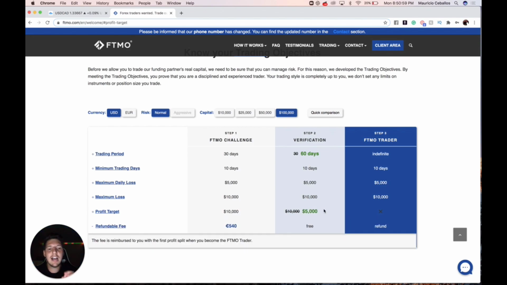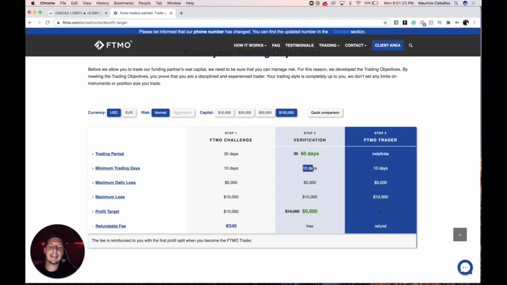In the verification, you have 60 days to pass the trial. The reason they gave you a verification stage is because we've got to understand, everybody can do a one-hit wonder. They also want to make sure they're putting their money with the right people, the right traders that can be consistently profitable within a certain period of time.